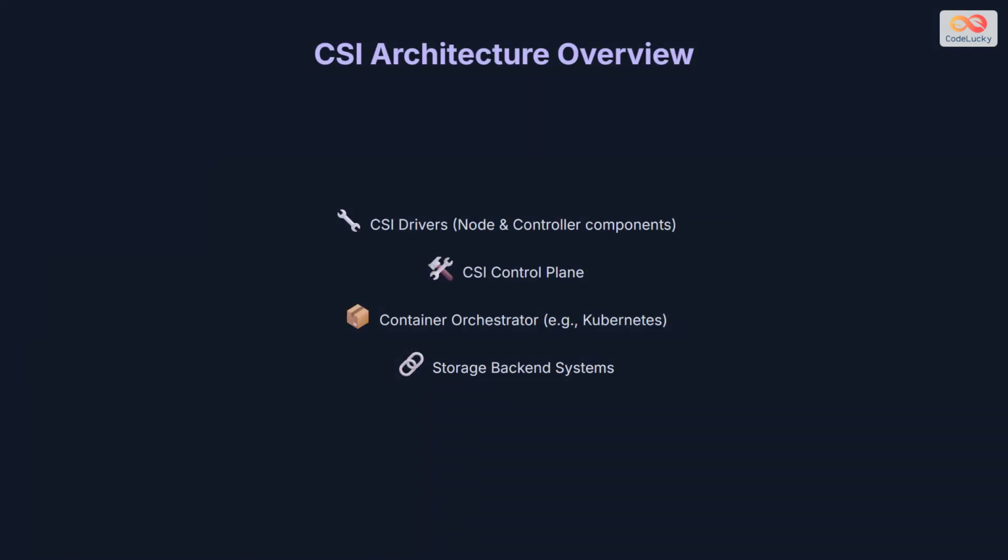The architecture of CSI includes key components such as CSI Drivers, which have node and controller parts, a control plane that manages storage operations, the container orchestrator like Kubernetes, which interacts with the CSI, and the storage backend systems that provide the actual storage resources.